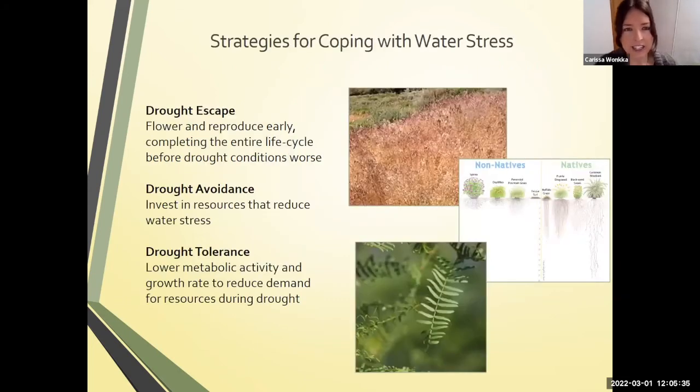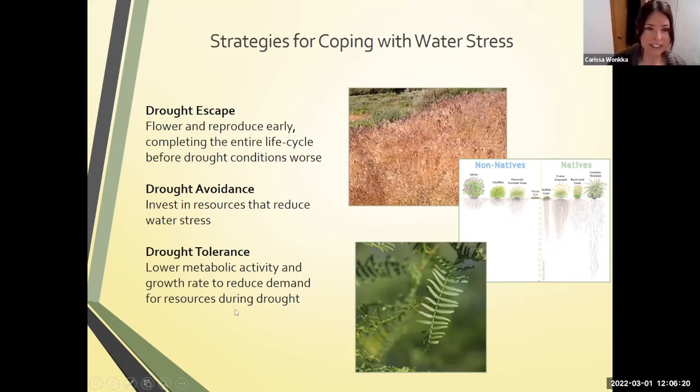So there's three strategies that have been identified in ecological literature that plants use for coping with water stress. Drought escape, in which plants flower and reproduce early and complete their entire life cycle before drought conditions worsen. Drought avoidance, they invest in resources that reduce water stress. And this is an example of drought avoidance here with the roots. You can see the native species from this suite of species selected have really long roots. And so they're able to tap into some soil moisture that has not yet been depleted by a drought, whereas these non-natives, they have a much shallower root system. So they do really well when their water is available, but they won't be able to tap into that extra water later in the season.